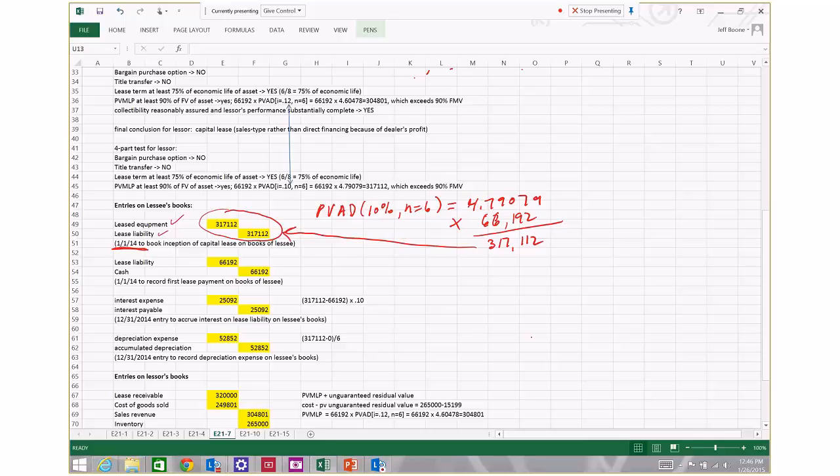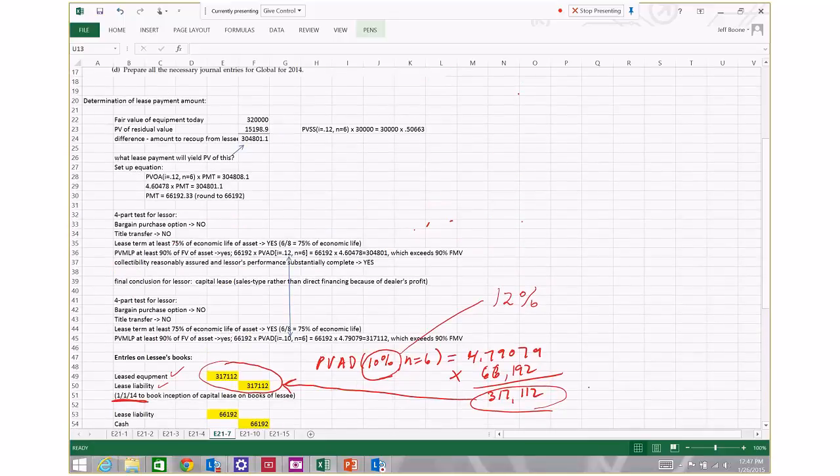Notice though that this present value here is different than the present value of the minimum lease payments from the point of view of the lessor. The lessor is going to be using a 12% rate because that's the implicit rate in the lease. That's the rate that they used in establishing the amount of the routine rental payment. So they're going to come up with a slightly different present value of the minimum lease payments than the lessee does.